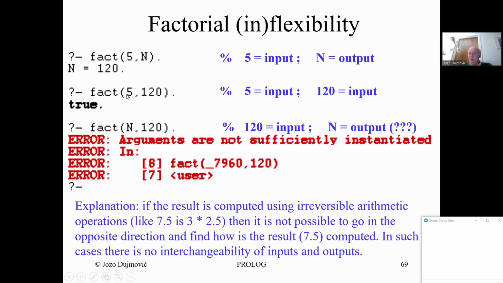And this version of PROLOG is capable of answering true. That means it is going to compute factorial of 5, get 120, compare with this input that we provided, and say true. Yes, that is true. However, if you say, give me argument n so that n factorial is 120, this is asking too much. You cannot get this result.